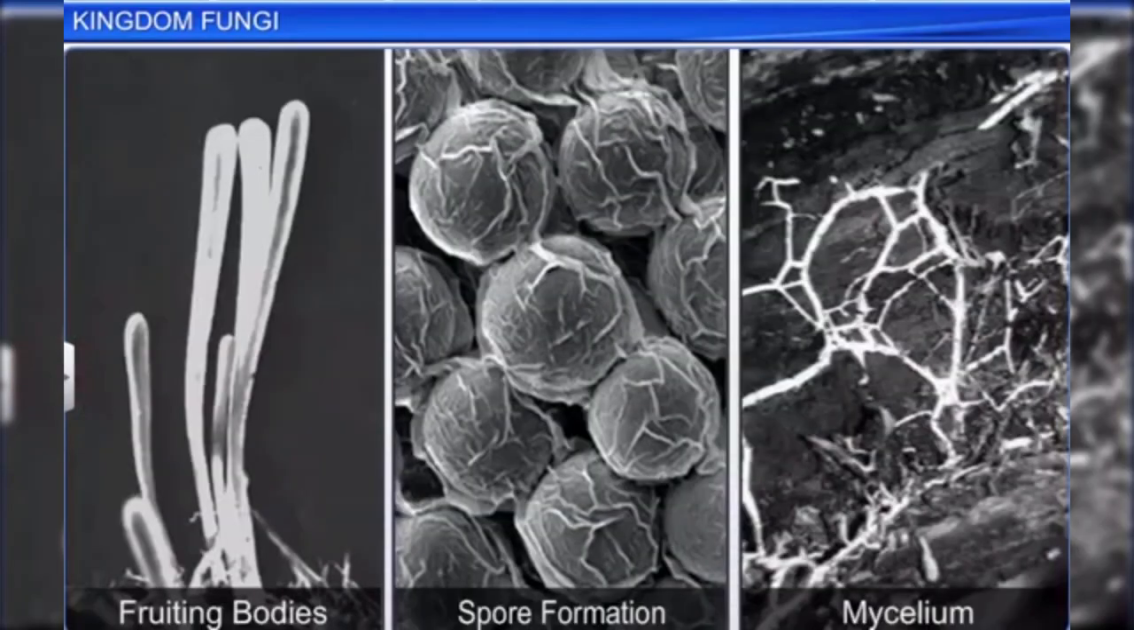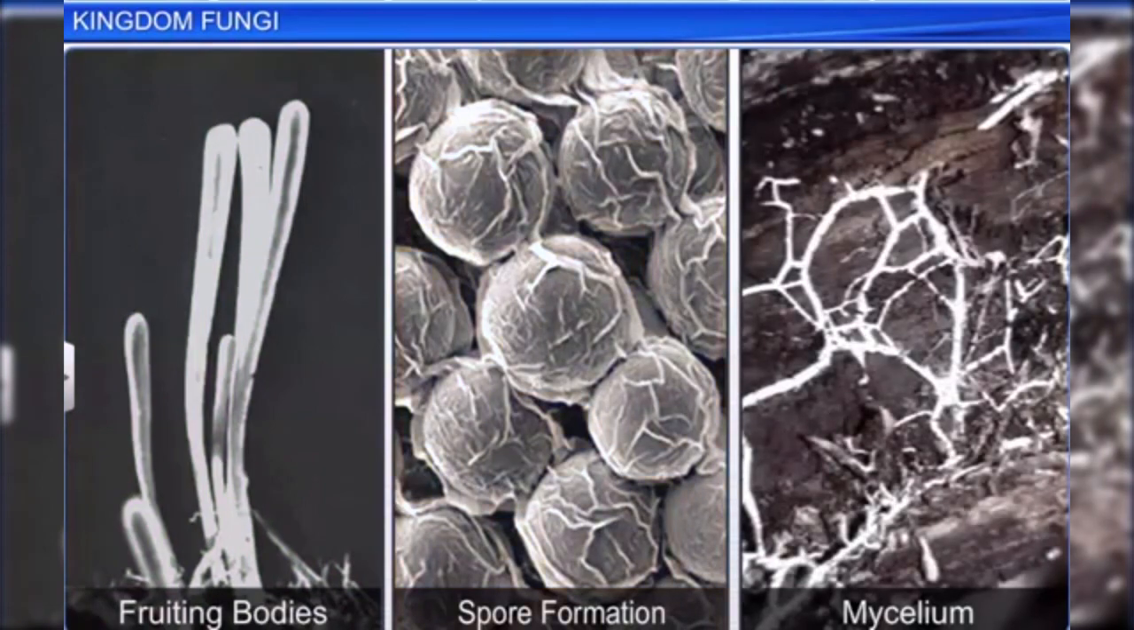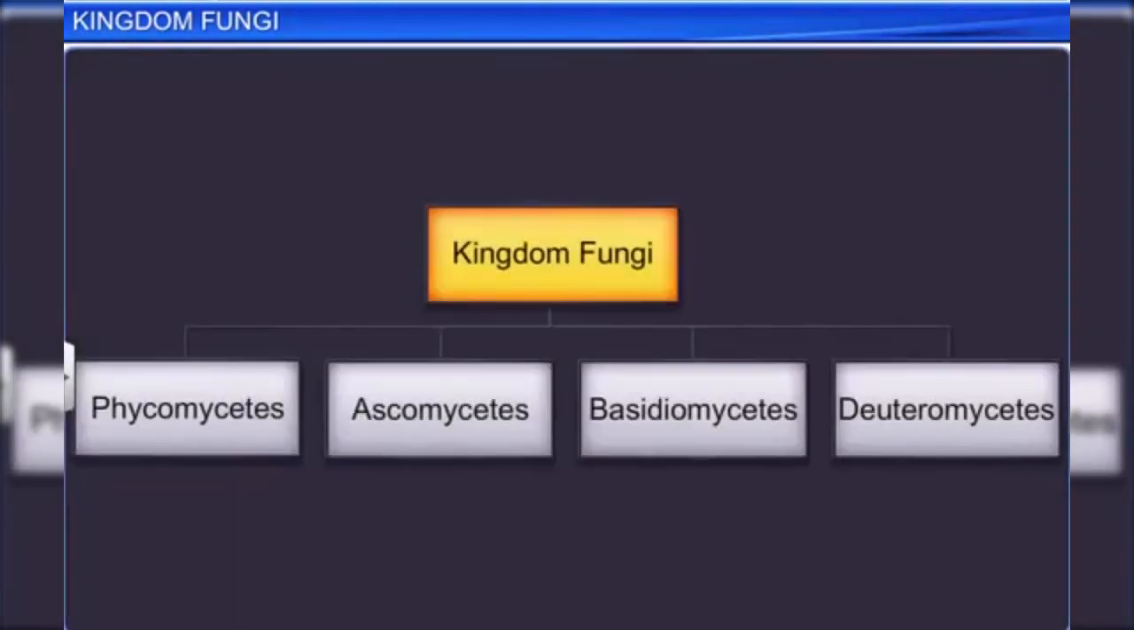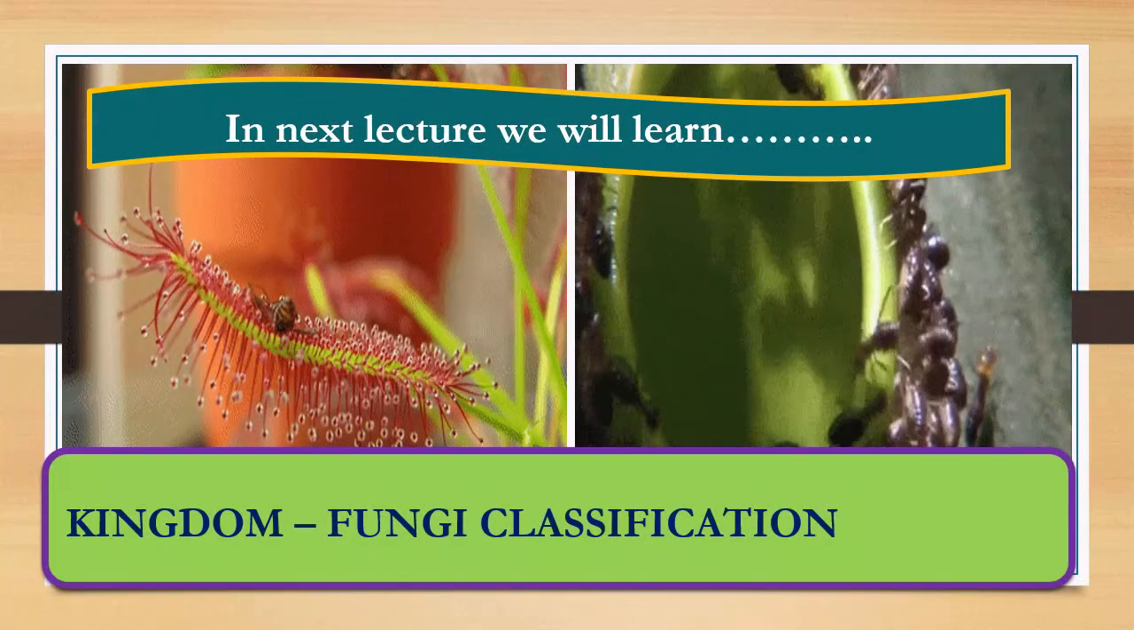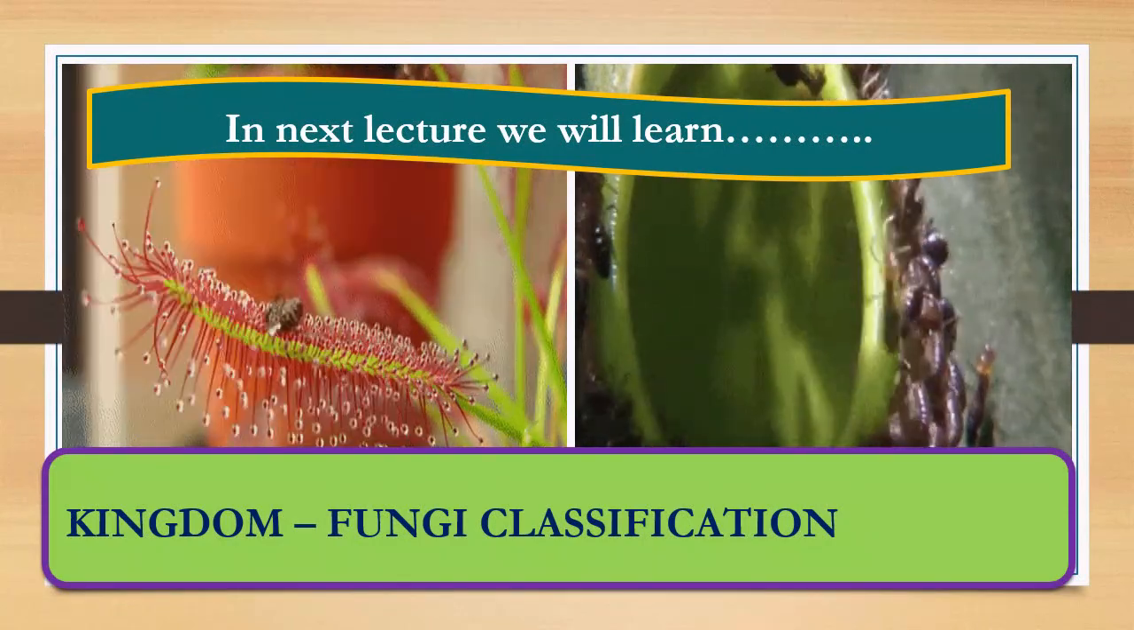Together, the fruiting bodies, the mode of spore formation, and the morphology of the mycelium form the basis of the division of the kingdom fungi into various classes. There are 4 main classes of fungi: phycomycetes, ascomycetes, basidiomycetes, and deuteromycetes. In the next lecture, we will learn about kingdom fungi classification. So till then, goodbye.